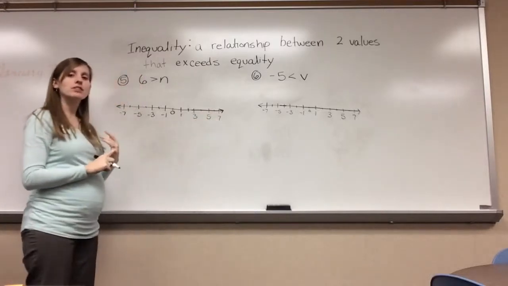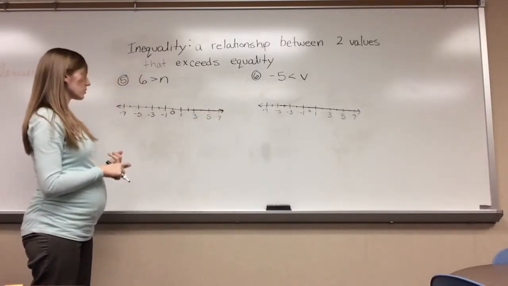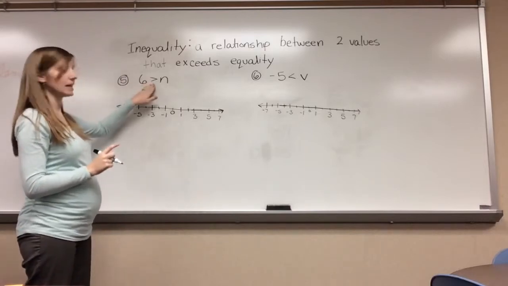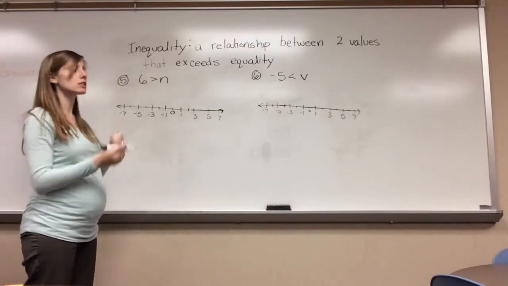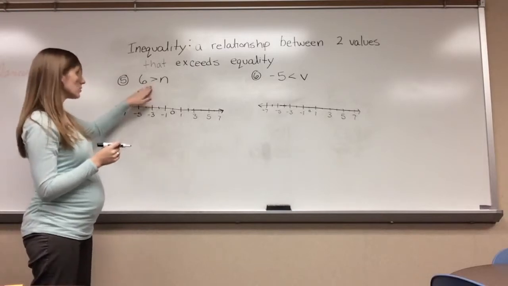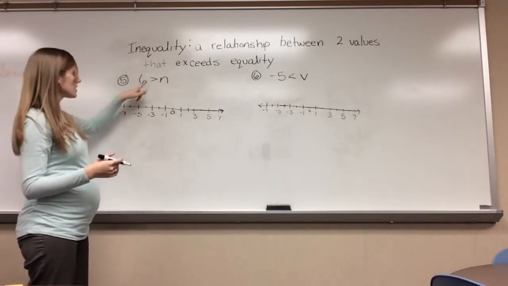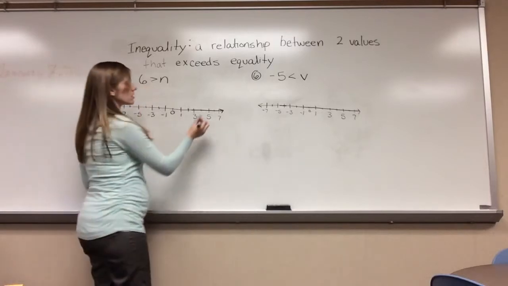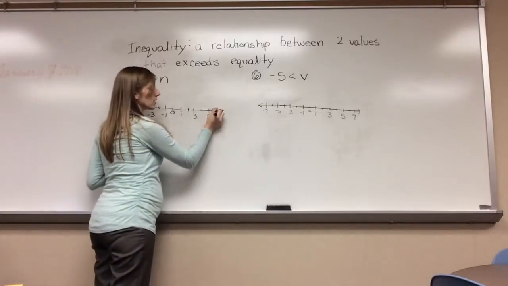Now I have to determine if it's going to be open or if it's going to be closed. And we always determine that by whether or not it's equal to. If it's equal to, it's closed. If there is no equal to bar, it's open. In this case, we're given the greater than symbol. There is no equal to bar, so this is going to be an open point at 6.